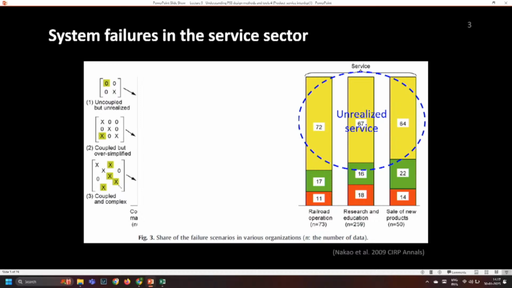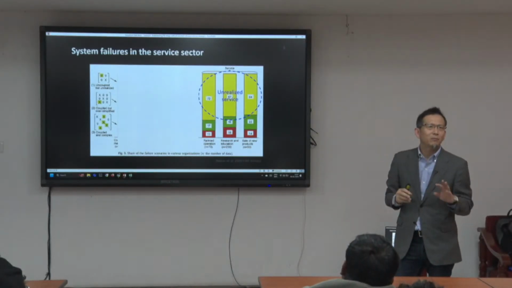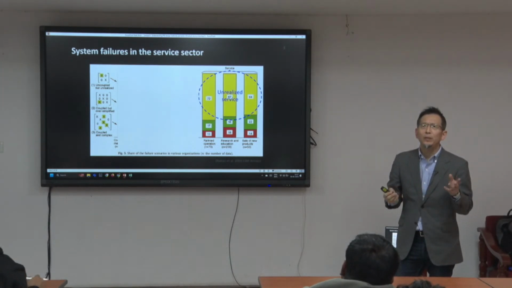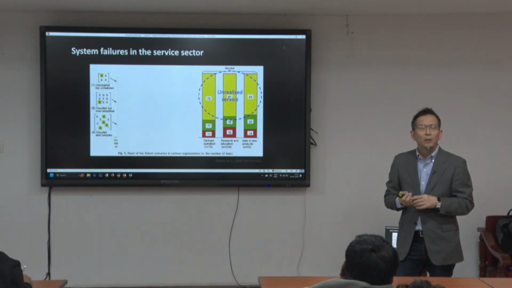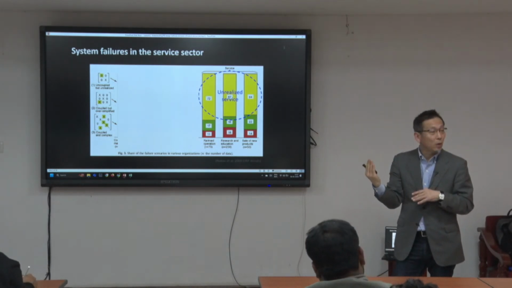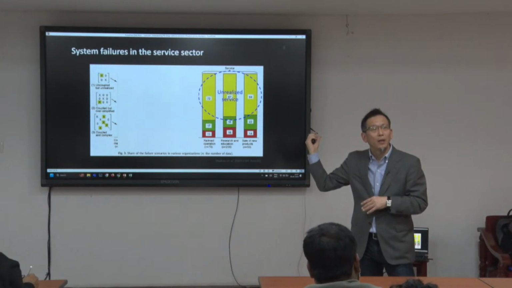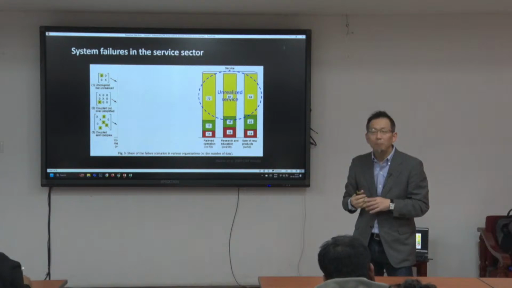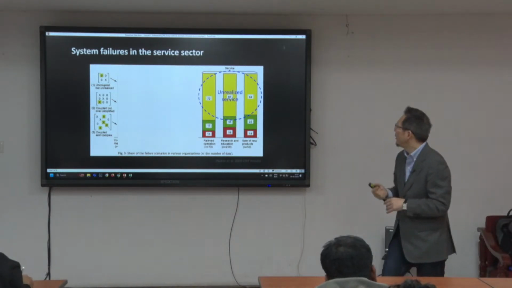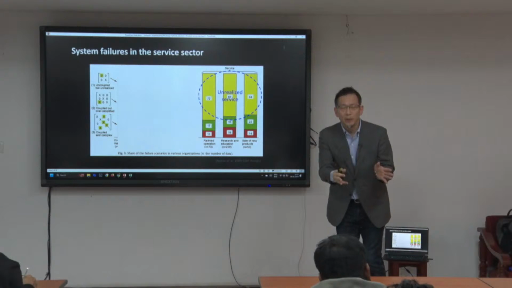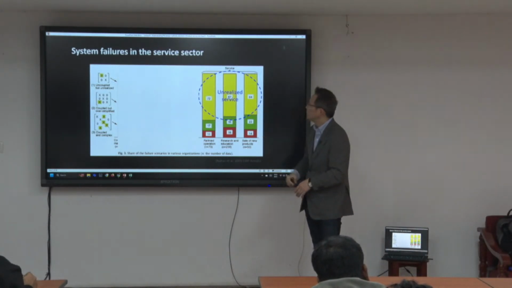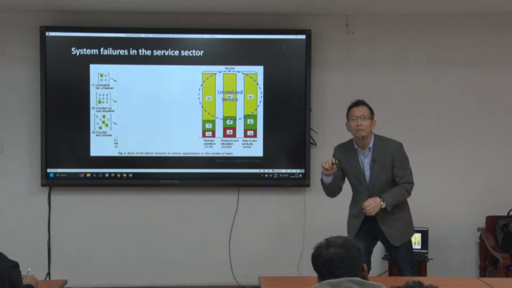the study. This may sound very stupid, but this is how it is. We hear from time to time an accident happened. Just a few hours ago, I read an article on the helicopter and aircraft crash in US. It happens. And this study showed that in the service business, the majority of the situations include unrealized service.